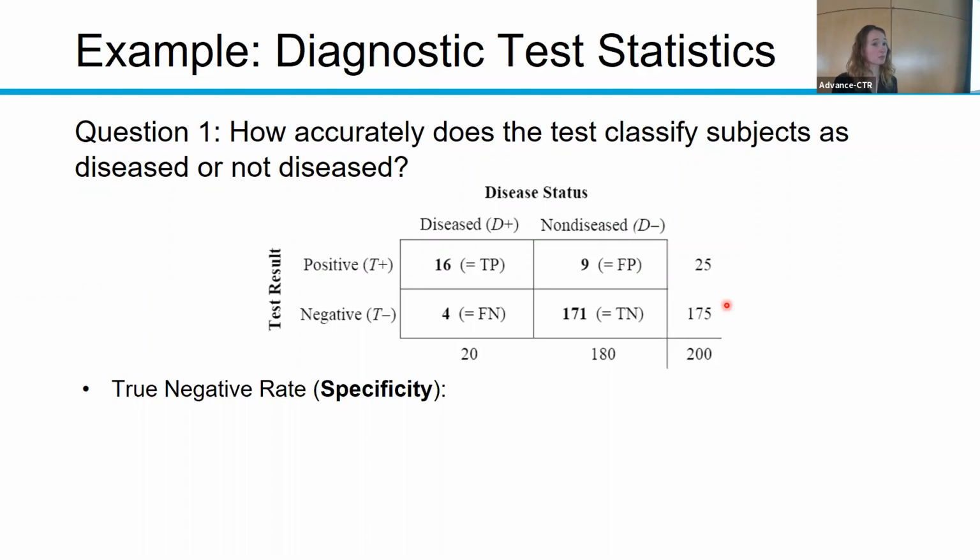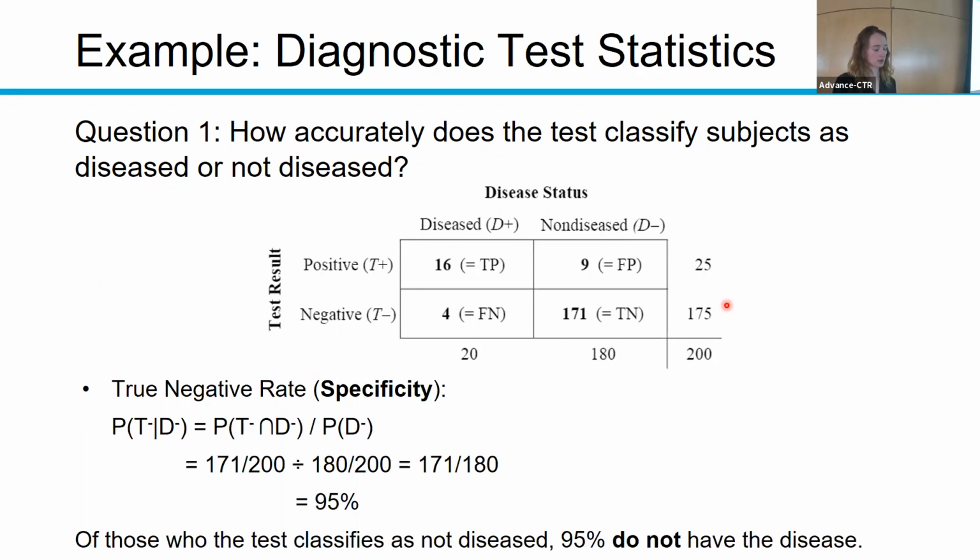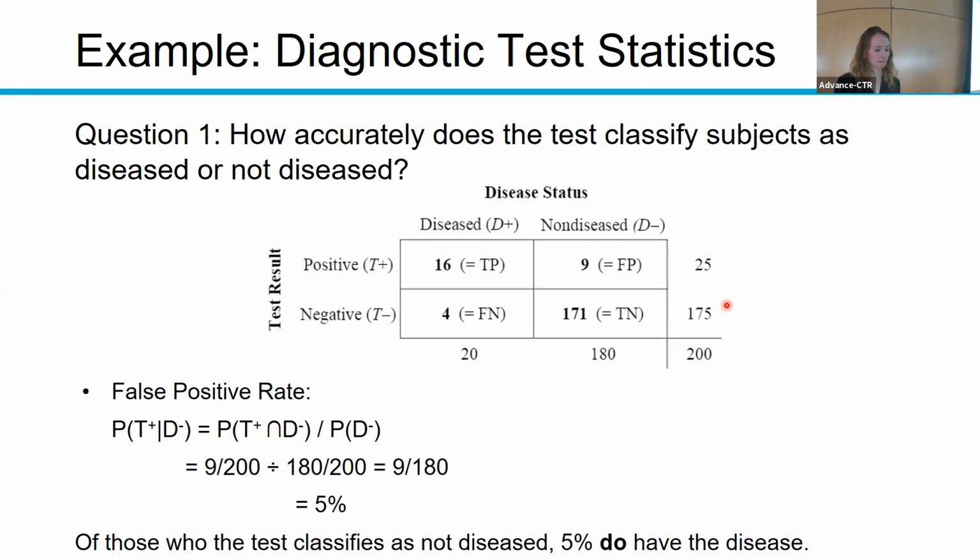The same thing here, but we have our true negative, which is also referred to as specificity. We can plug in these same numbers. Of those who do not have the disease, the test classifies 95% as not diseased. And then we can do the exact same thing with false positive.